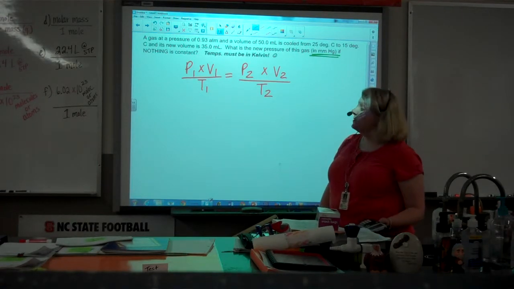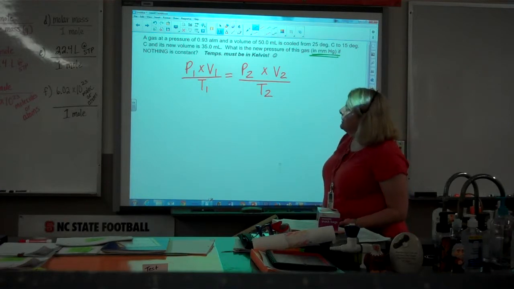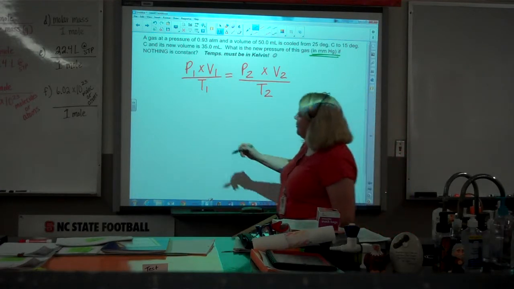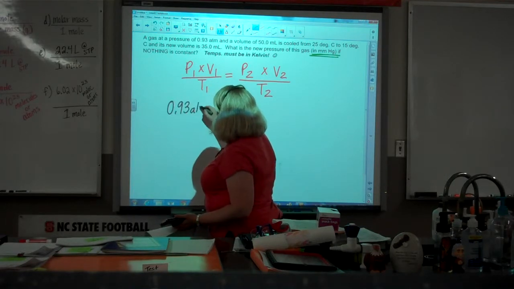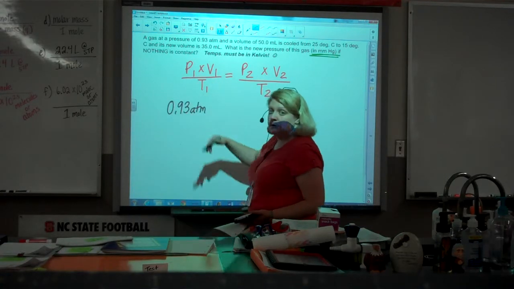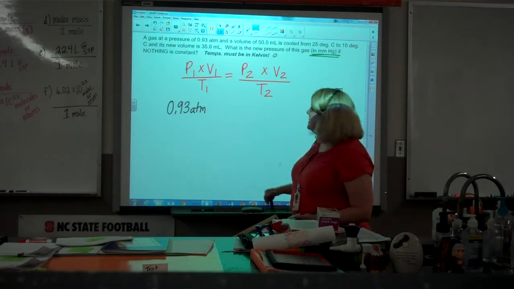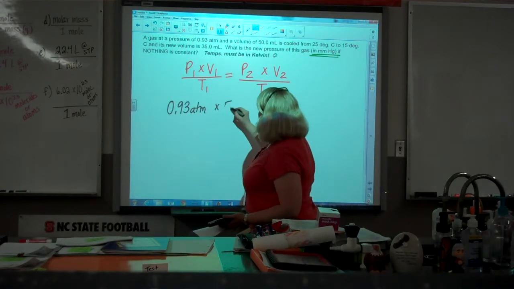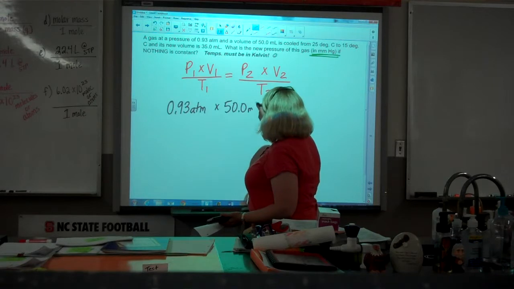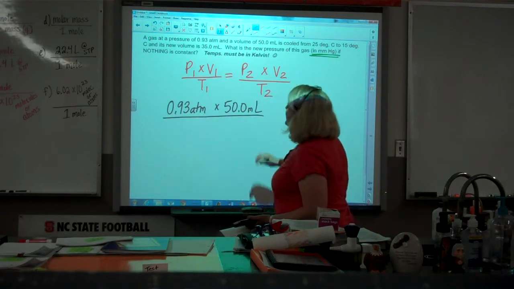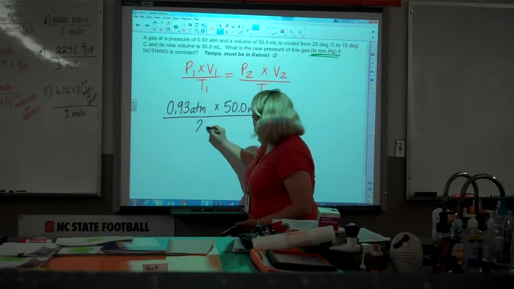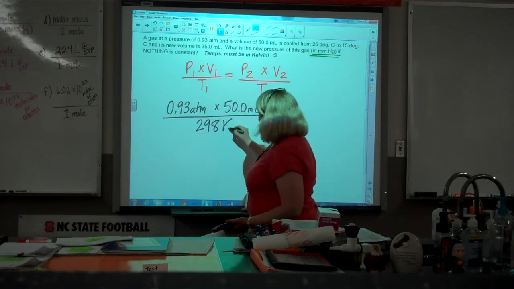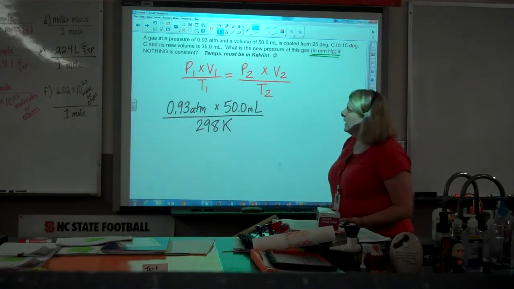So that's another thing that's a little tricky about this problem. But it says if I have a gas at a pressure of 0.93, so I'm going to go ahead and use sentence 1 to get all of my initial conditions. Pressure 1, volume 1, temperature 1. My volume 1 is 50 milliliters. And my temperature 1, again, needs to be in Kelvin. And it's 25 Celsius. Again, that's room temperature. So that's 298 Kelvin. Okay?